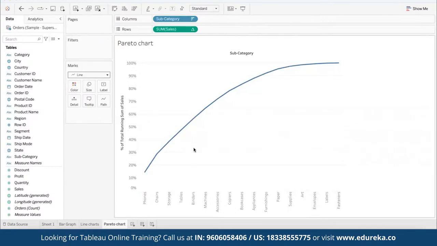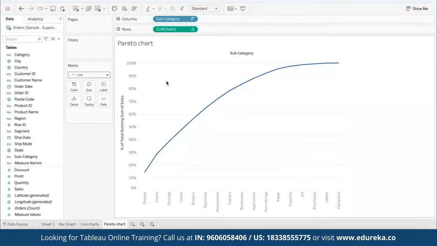Getting it? So these are those significant few members whose contribution is very high. These are the trivial many. Significant few, but the trivial many. They are so trivial that even if you stop selling them, your business will not take a huge blow as such. It will be okay.